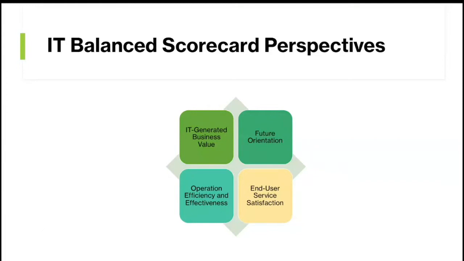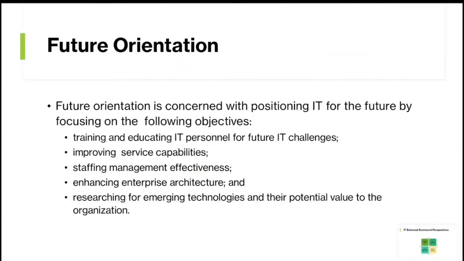So the next perspective in the IT balanced scorecard is the future orientation. Future orientation is concerned with positioning IT for the future by focusing on the following objectives. So future orientation is the company having a look or a focus into the future.